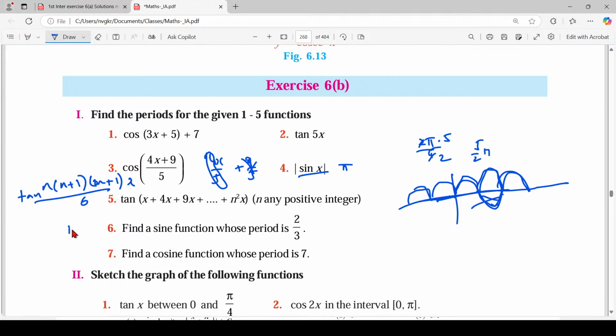So tan of this x is pi by whatever this thing. That becomes 6 pi by n into n plus 1 into 2n plus 1. Okay. Can you find a sine function whose period is 2 by 3?